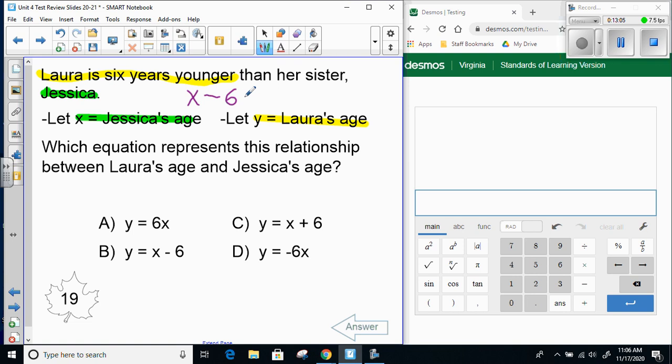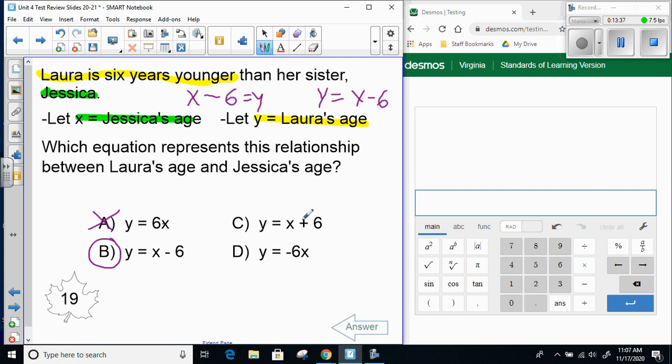So x minus 6 is going to equal y, but we know that we always write our equations in the form of y equals. So if x minus 6 equals y, you can just flip those around. Y is equal to x minus 6. So which equation is that? That would be choice B. Choice A says 6 times x. Laura is not 6 times younger than her sister Jessica, so you're not going to pick choice A.